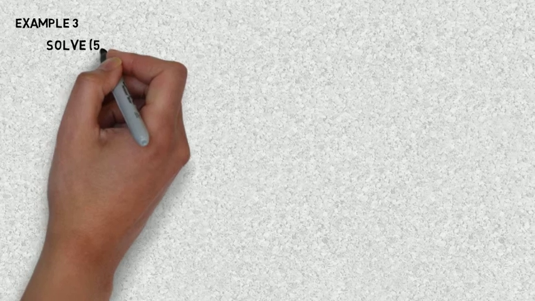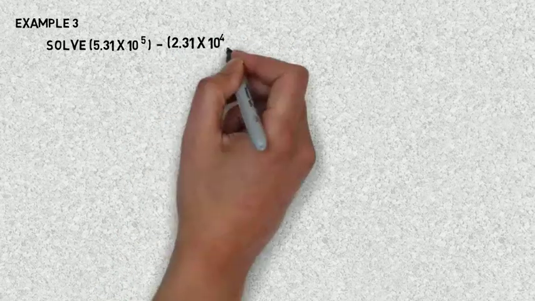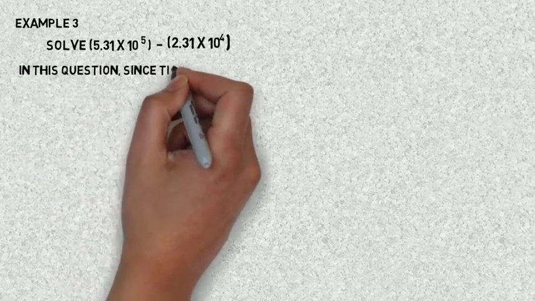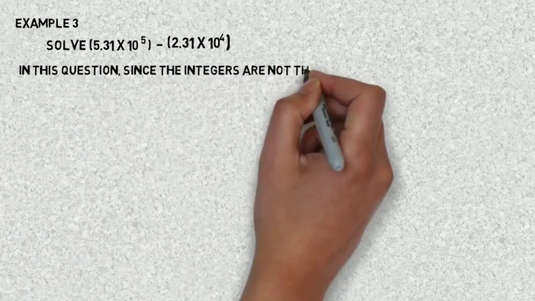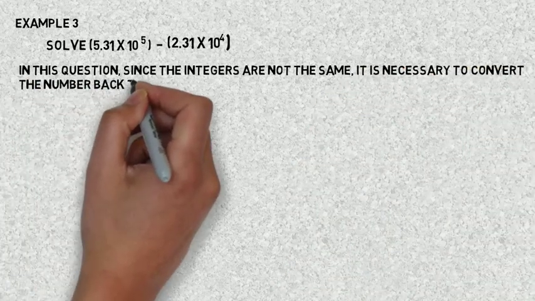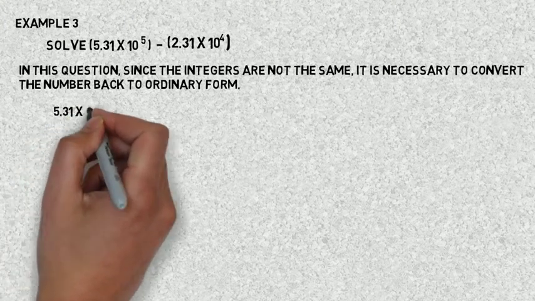Now let's move to solving the subtraction part of standard form. Example 3. Solve 5.31 times 10 raised to power 5 minus 2.31 times 10 raised to power 4. In this question also, since the integers are not the same, it is necessary for us to convert the numbers back to ordinary form.